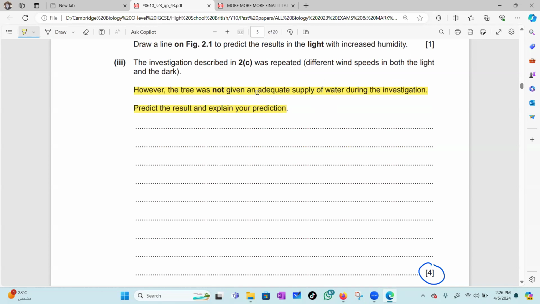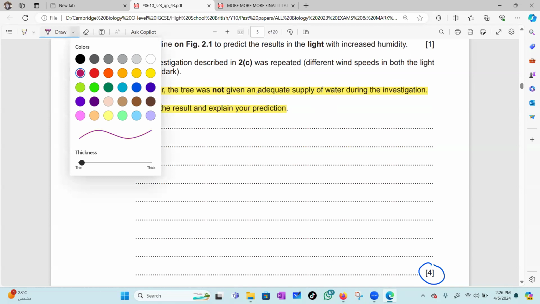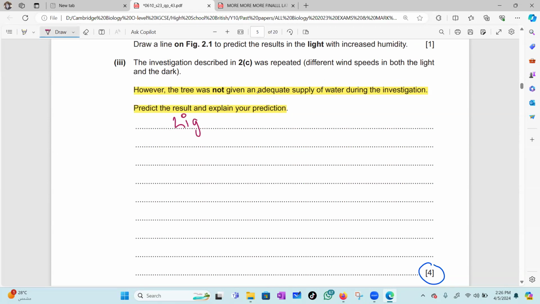The transpiration will decrease? Of course, the transpiration will decrease for both. In the light, the transpiration will decrease. And in the dark, it is already low, so it will decrease a little bit. In the light, it will decrease a lot. So in both cases, the rate of transpiration will decrease, but in the light, there will be more decrease.